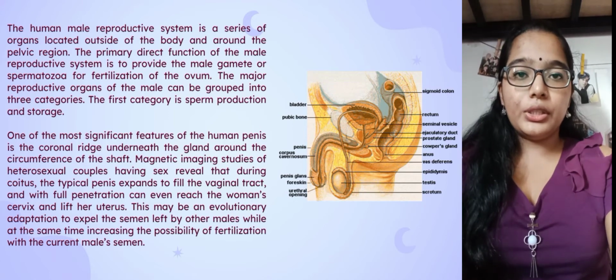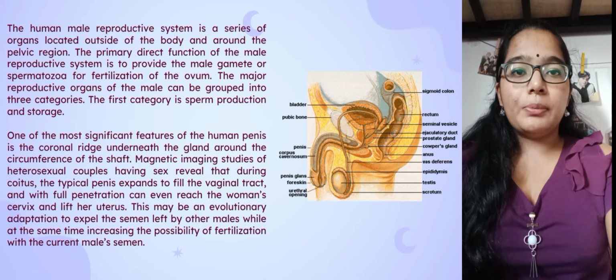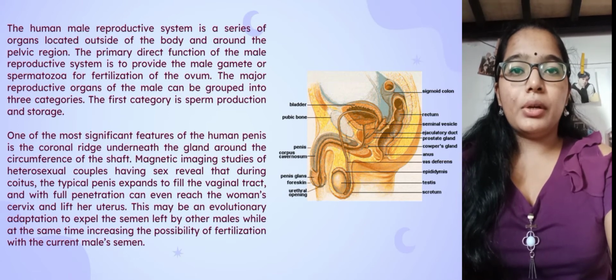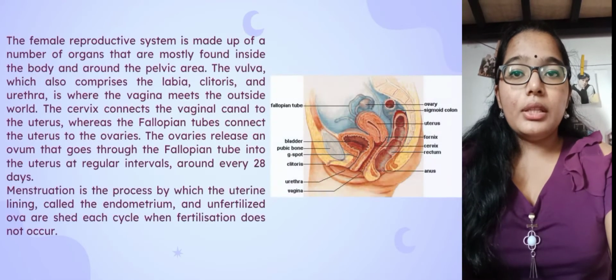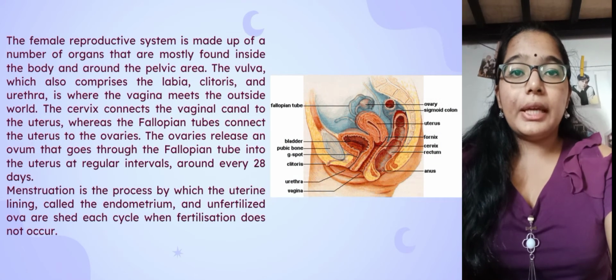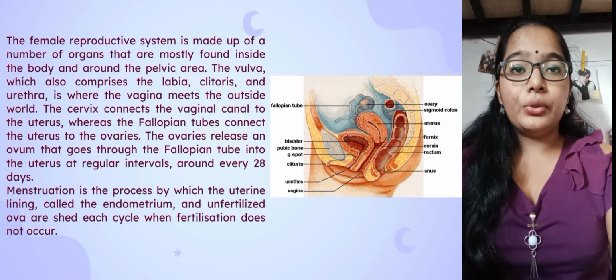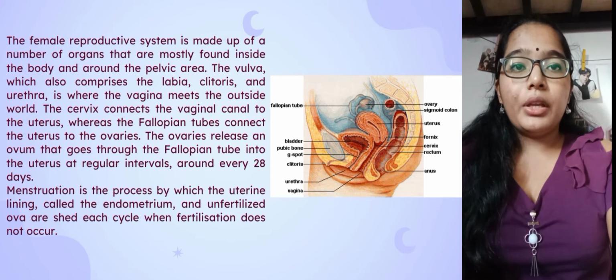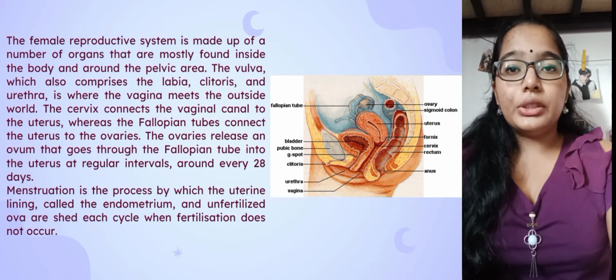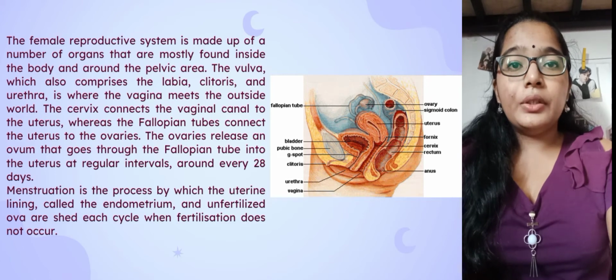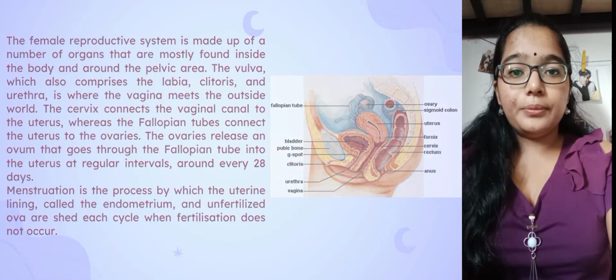This may be an evolutionary adaptation to expel the semen left by other males while at the same time increasing the possibility of fertilization with the current male's semen. The cervix connects the vaginal canal to the uterus, whereas the fallopian tubes connect the uterus to the ovaries. An egg travels from the fallopian tube into the uterus at regular intervals, around every 28 days.